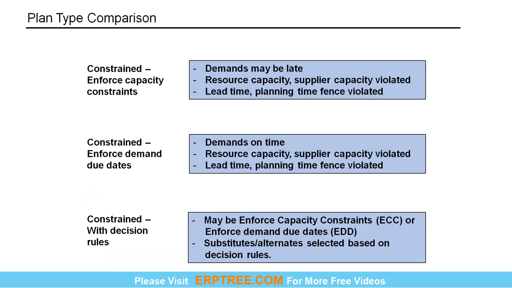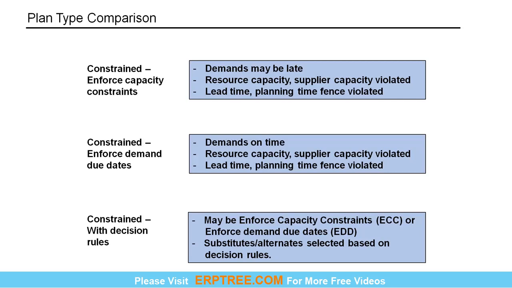So for the enforced capacity constraints, as you see, demands may be late, the resource capacity and supply capacity are not violated, and the lead time, planning time fence is violated. So enforced capacity constraints see that the capacities are honored in the system. There is a small mistake in the first one. The second point should not have said resource capacity, supply capacity violated. It should be not violated. Just read it as not violated.